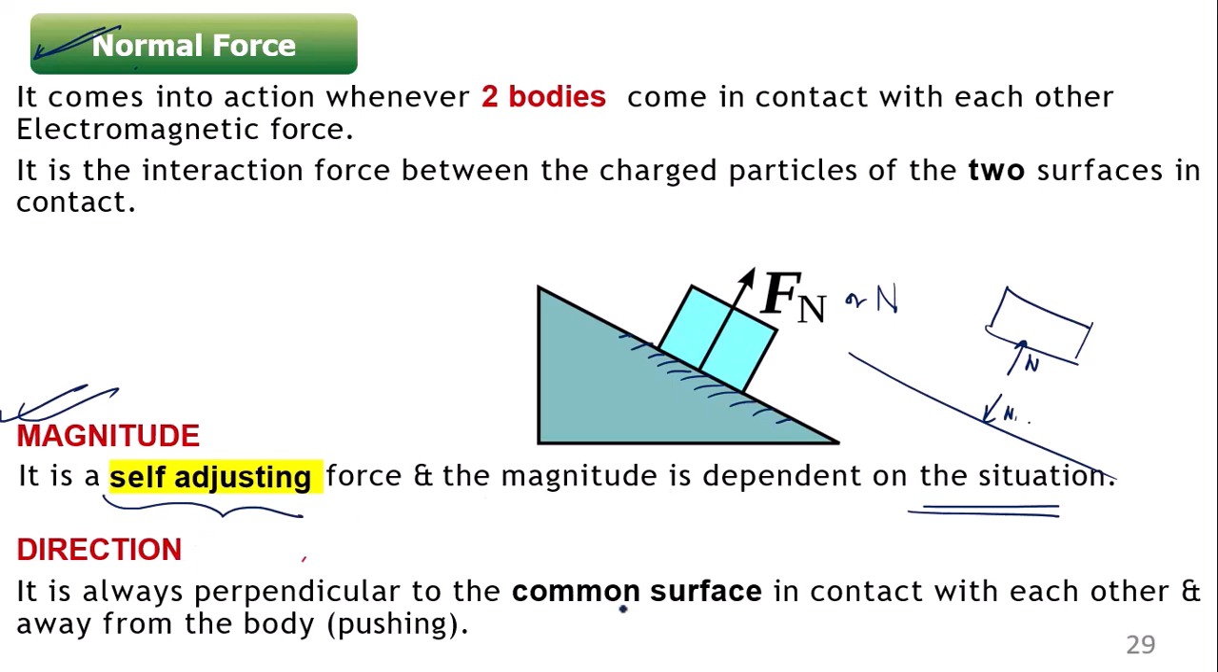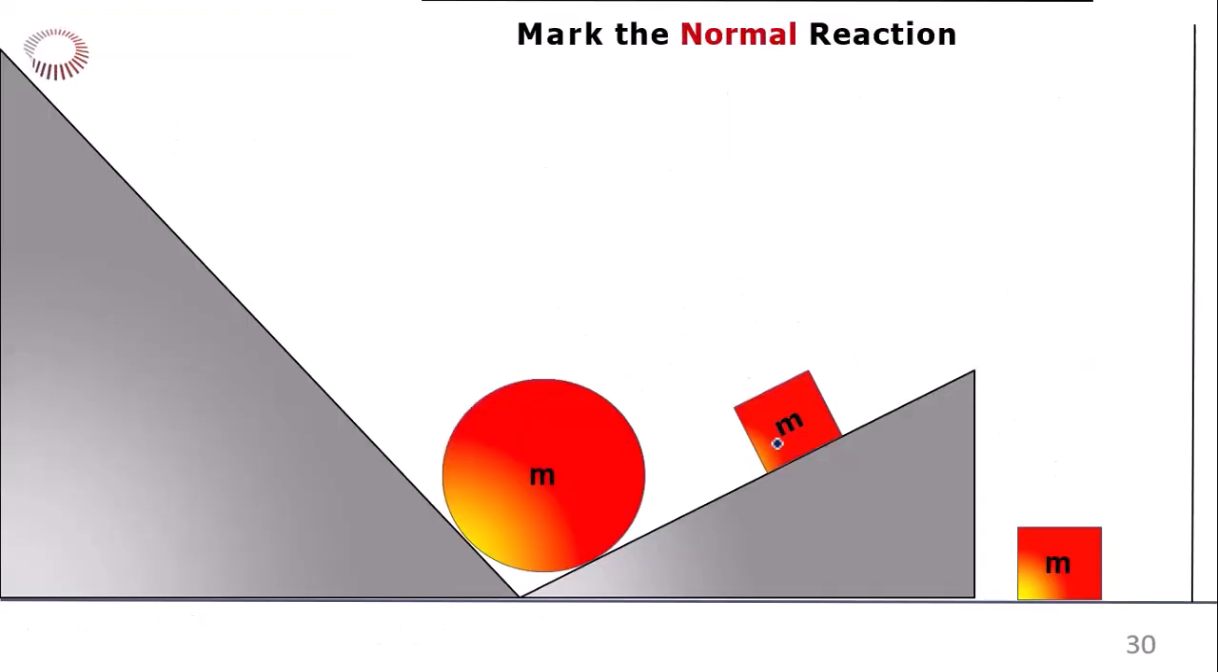The direction is always perpendicular to the common surface. That's why the name is normal. Normal means perpendicular, with the bodies in contact with each other, and it is pushing in nature, away from the surface. For this surface, normal is in this direction. For this surface, normal is in this direction.